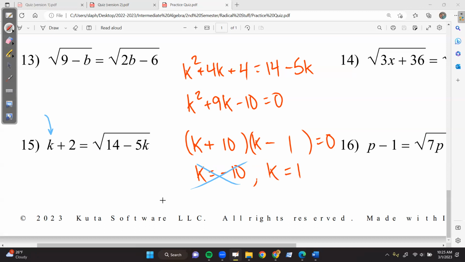So -10, take a dirt nap. Adios. Let's test 1. So first blue arrow, what's 1 plus 2? Second blue arrow, what's this math? Like 5 times 1 is 5. 14 minus 5 is 9. Square root of 9 is 3. It works. So I'm like, hey, okay, have yourself a box. Every answer should be crossed or boxed, always. And there's one more, and then we're done.